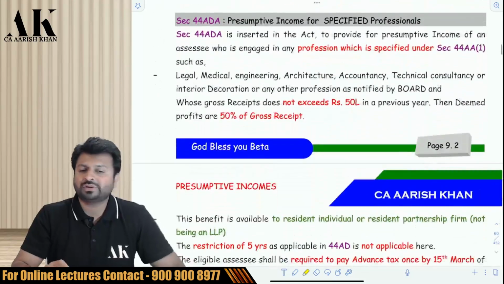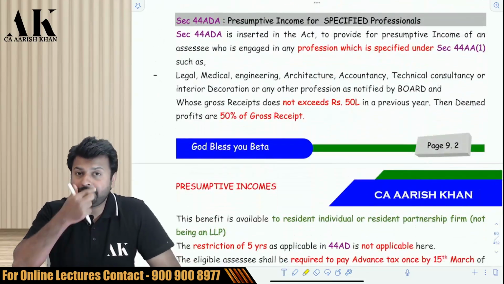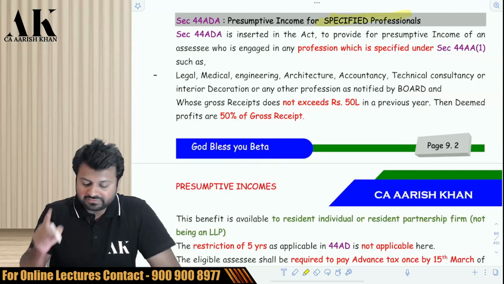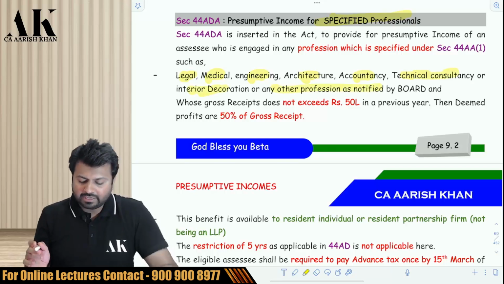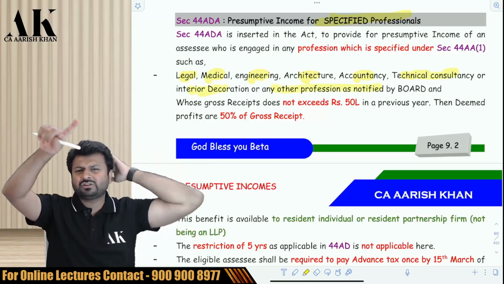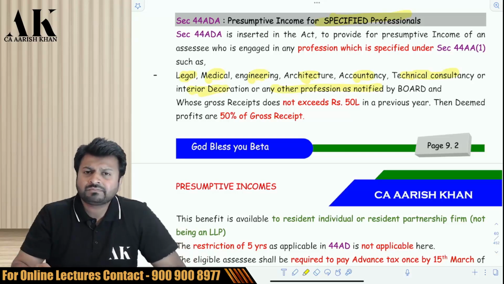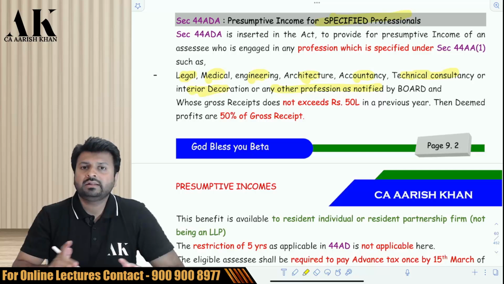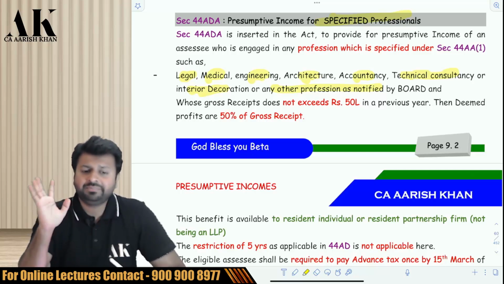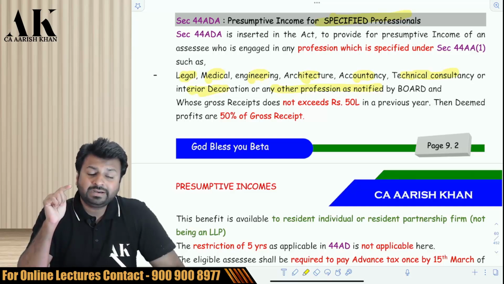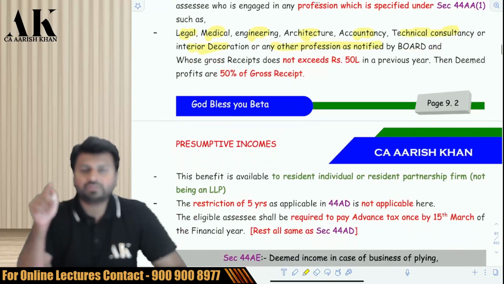Now let us talk about the next one. 44ADA, which is applicable to only specified professionals, which I have told you earlier. Which profession? Legal, medical, engineering, architecture, accountancy, technical consultancy, interior decorator. Any other professions may come, film artist also comes, company secretaries also come. So this is applicable to only specified professions, not all professionals. How much should be the turnover limit? 50 lakhs. How much will be deemed income? 50%. But this section, Finance Act 2021 has made an amendment.